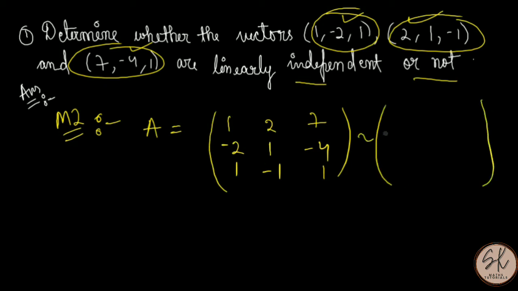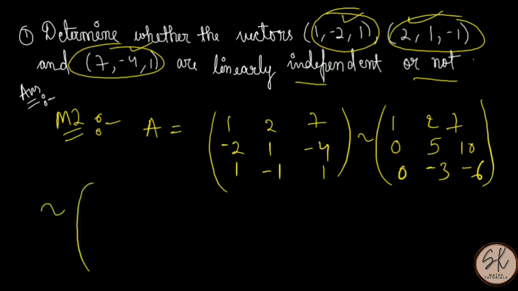So similarly we will get 1 2 7, and r2 is equal to r2 plus 2r1, so this is 0, 5 and 10. And r3 is equal to r3 minus r1, that is 0, minus 3 and minus 6. Now this reduces, just as before, to 1 2 7, 0 5 10, and 0 0 0.